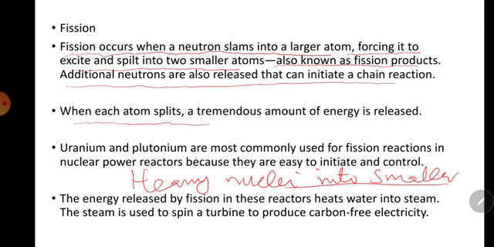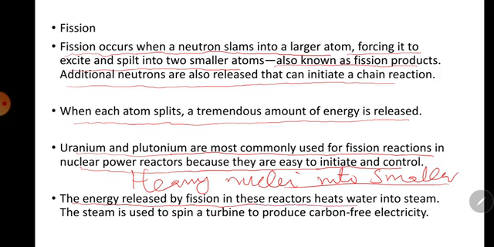When each atom splits, a tremendous amount of energy is released. During a fission reaction, a large amount of energy is released. Uranium and plutonium are most commonly used for fission reactions in nuclear power reactors because they are easy to initiate and control. Energy released by fission in these reactors heats water into steam. Steam is used to spin a turbine to produce carbon-free electricity.